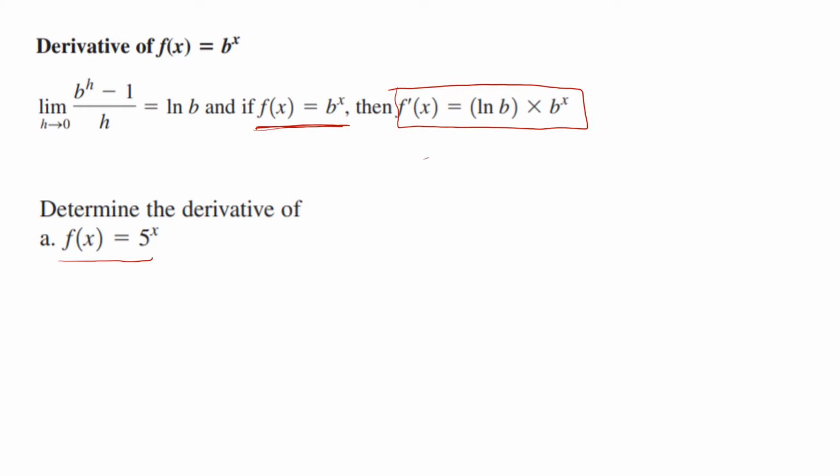I know when I look at the derivative, if I want to take the derivative of this, all I need to do is write ln and put my b value, which is 5. So I have ln 5 times whatever your b to the power of x is, which is 5 to the power of x. And that's it. That would be your answer.